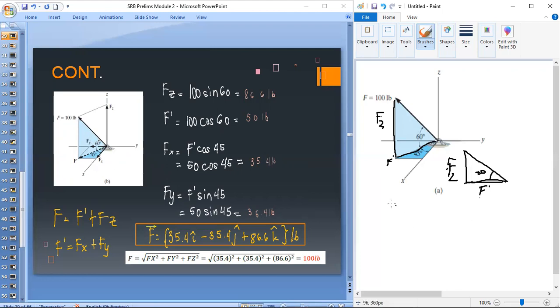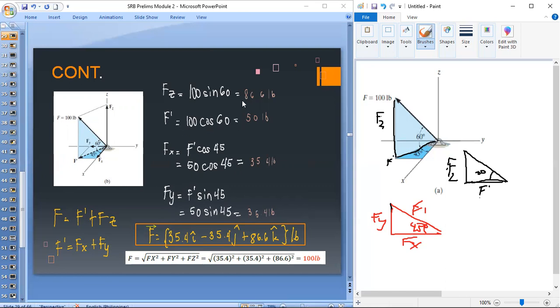So here, make a triangle again. Imagine it lying flat. Here is F prime, your Fx here, and your angle here is 45. Then this is your Fy, and this is your F prime. So input F prime cosine 45, 50 cosine 45, which is 35.4 pounds. And your Fy is the same, sine since it's opposite: F prime sine 45 equals 50 sine 45 equals 35.4.